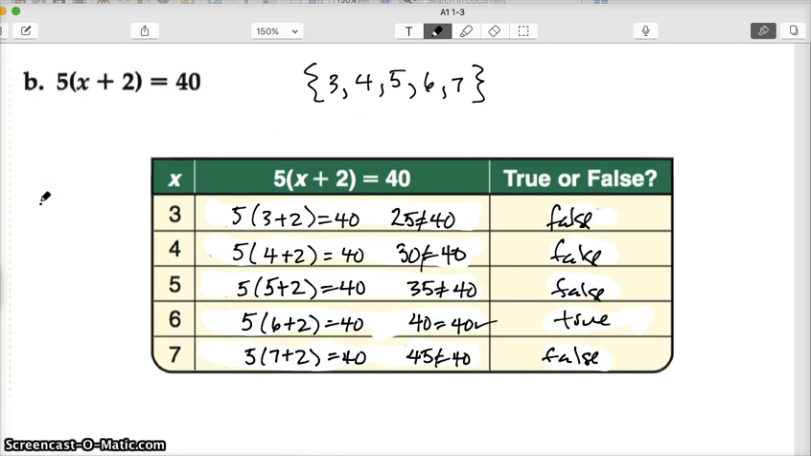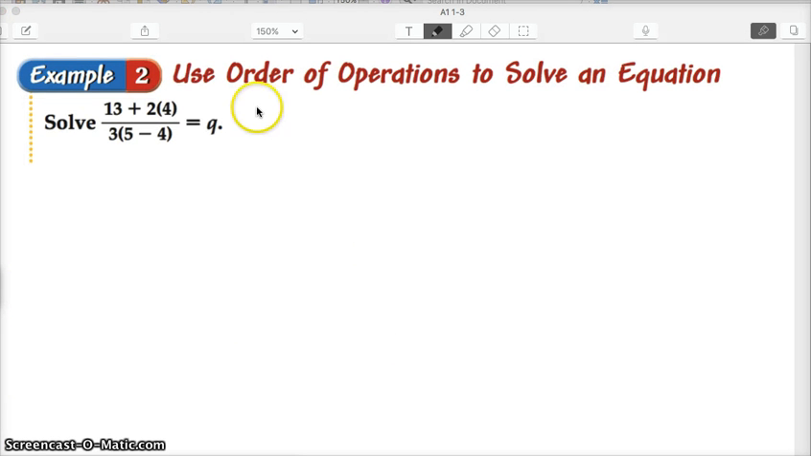So what that tells me is that x does equal 6, and that would be the solution for our particular open sentence. Here in example 2, we're going to use order of operations. I told you we use this all the time to solve our equation. And we remember that the division line is considered a grouping symbol, so our equation has numbers over here and a variable over here. All we need to do is figure out what the variable is.